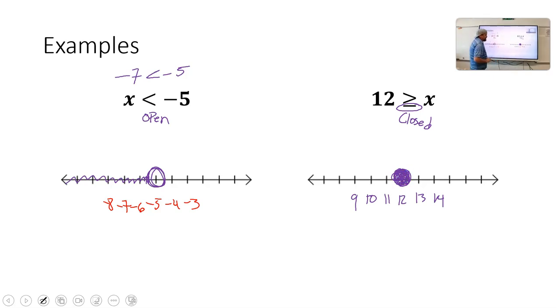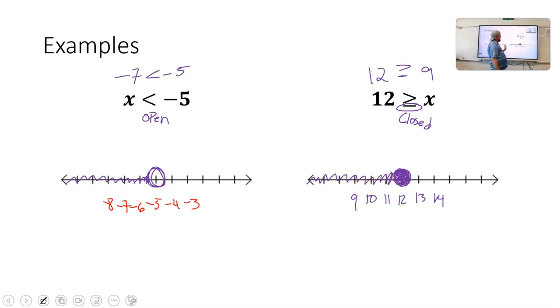Okay, now which direction should we go? Can we go to the right? Remember, we can only go to the right if x was on the left side. So we're actually going to be going to the left. It's the opposite. Now, let's double check to make sure that's true. Let's pick a 9. Is 12 greater than or equal to 9? Yes, it is, so I went the right direction.